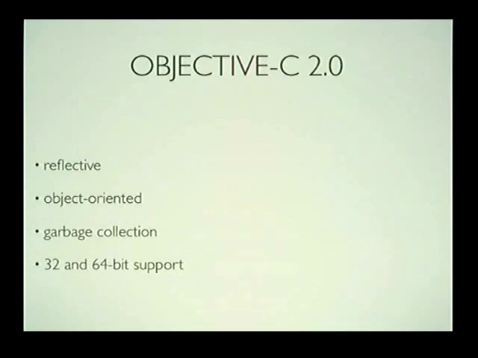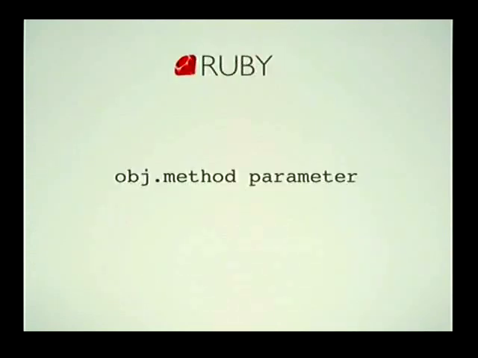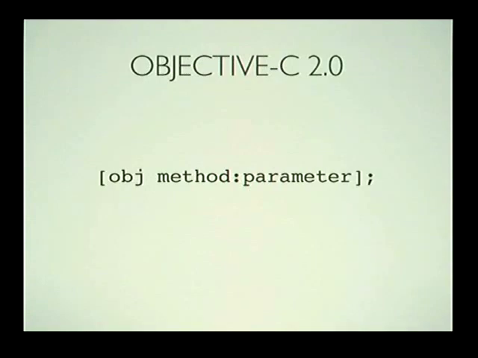When you want to call a method on an object in Ruby, you'd say object.method, and then you pass a parameter. In the case of Objective-C, this is the syntax, which is not as sexy and pretty as Ruby, but it's okay. I mean, we can understand it. We have the object, and we pass the method with the parameter, and that's fine.